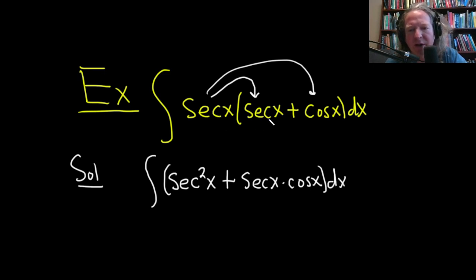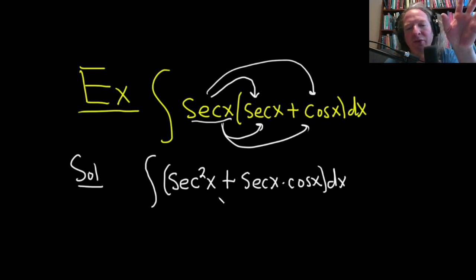So just start off by distributing, because we don't really have an easy way to just immediately do this problem. So a good first step is to just take this and multiply it by each of these. So we need to think about each piece here before we proceed. So the derivative of tangent is secant squared. So when we integrate secant squared, we're going to get the tangent function.